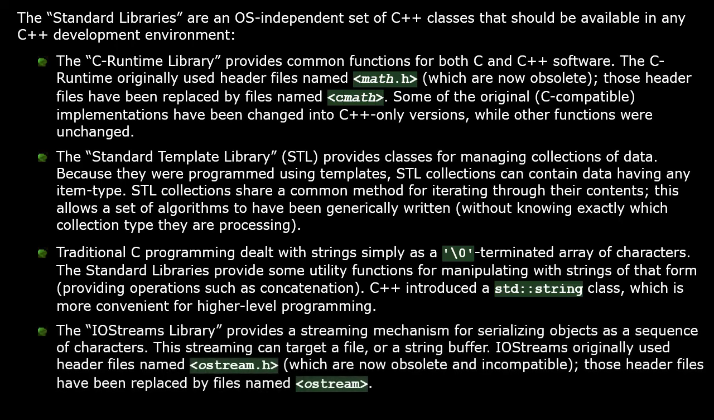The IOStreams library provides a streaming mechanism for serializing objects as a sequence of characters. This streaming can target a file or a string buffer. IOStreams originally used header files named like ostream.h, which are now obsolete and incompatible. Those header files have been replaced by other files that do not use any extension.